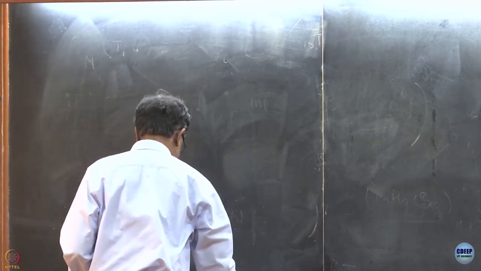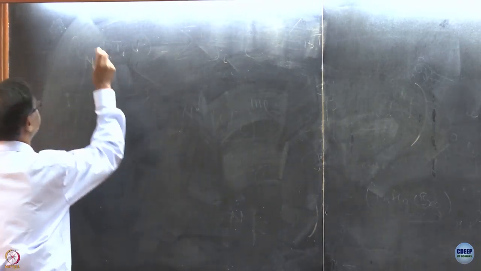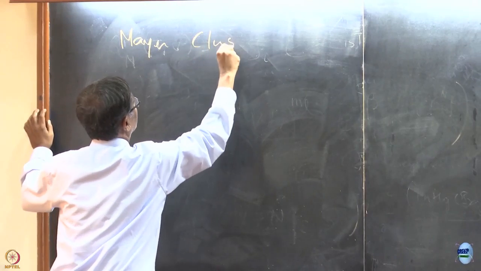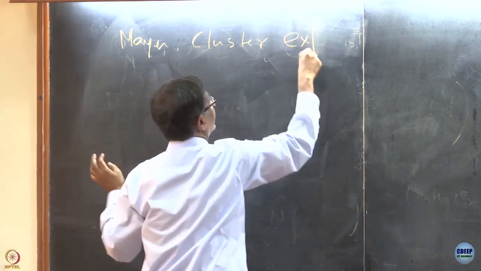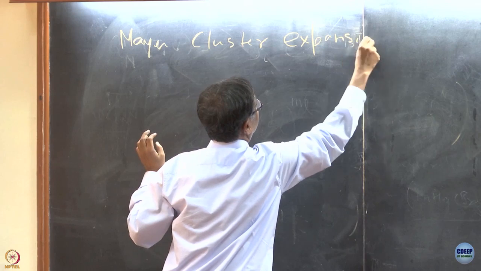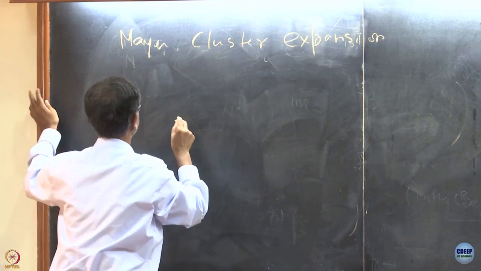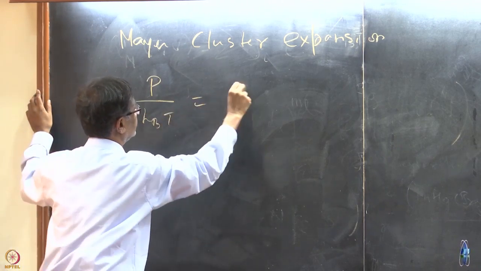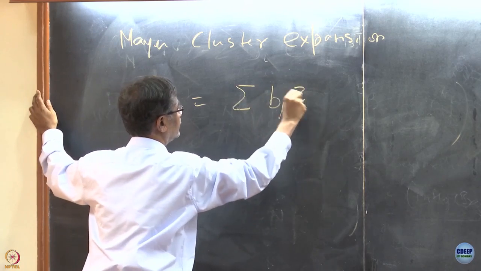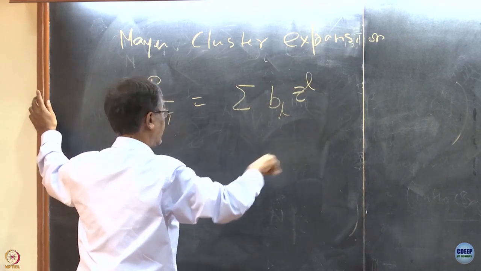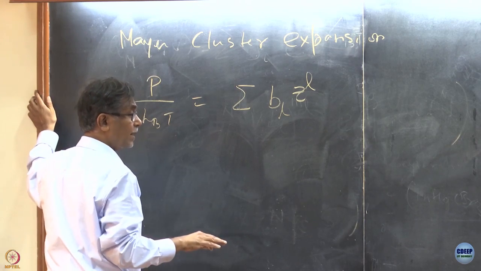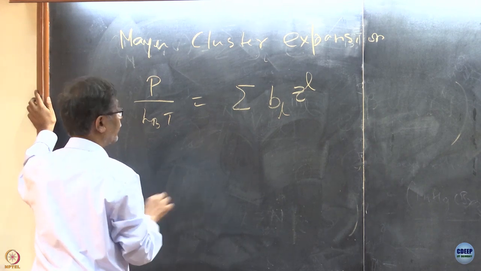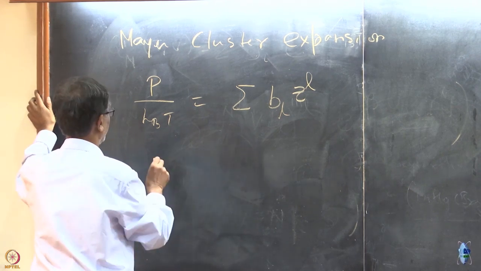So when you call a Mayer cluster expansion, this is the thing. It's really a matter of a choice. And these are exact. One can do it in a probably somewhat simpler way through the grand canonical ensemble, but there are some results that you won't get from there.